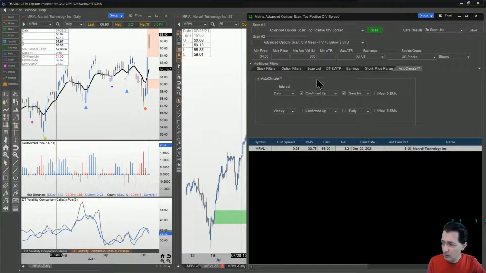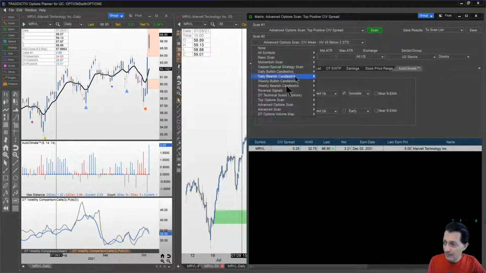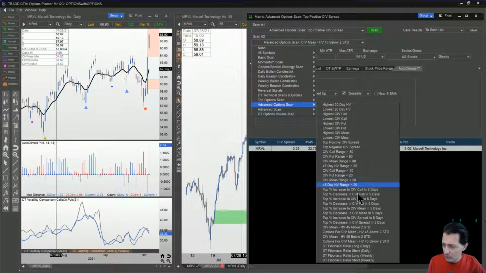So then the other trade was CRM. Let's see if CRM is also a low volatility condition. I'm going to use my technique number 3, which is the top decrease in the CIV mean in the last 5 days.